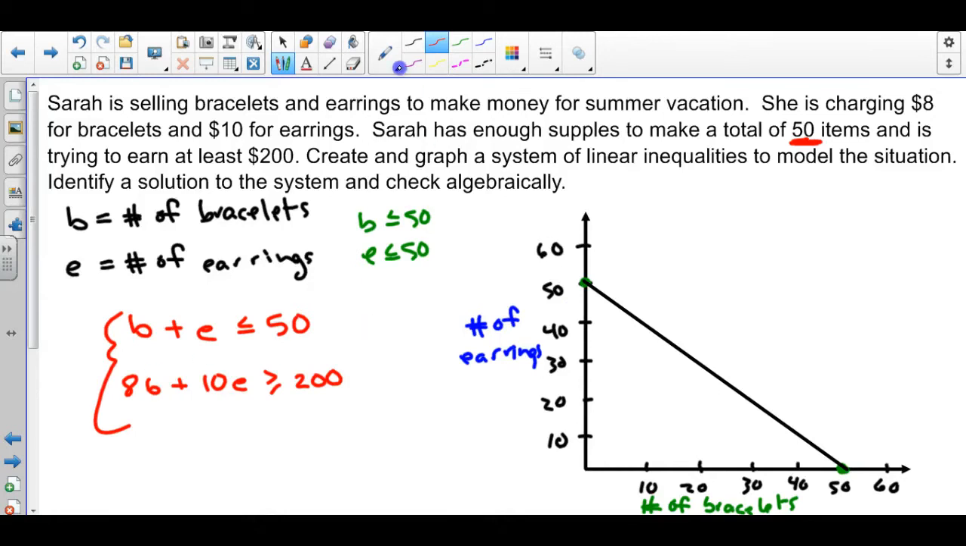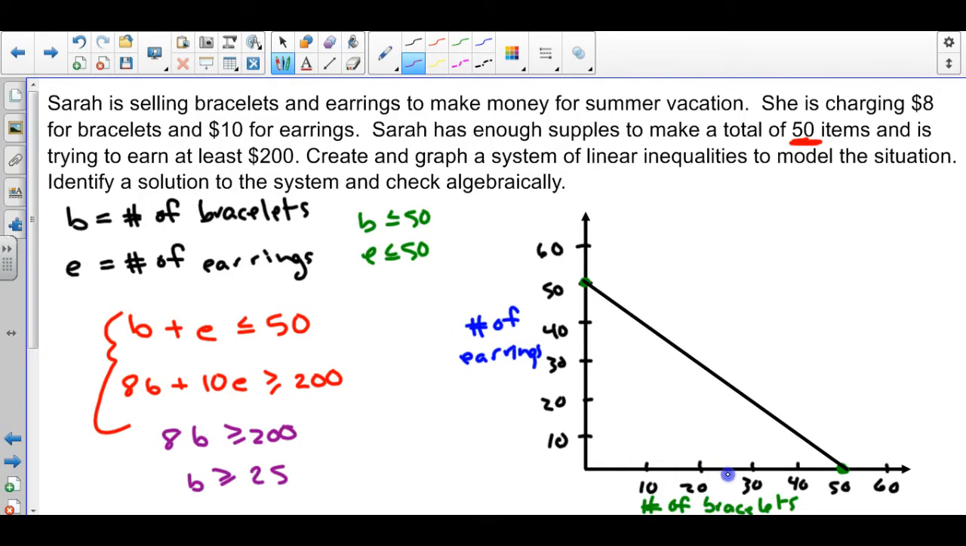I'm going to do the same thing for intercepts now with the bottom equation. So if I sell 0 earrings, that means only bracelets. Let's figure out how many bracelets she would need to sell in order to reach her goal. I end up doing 200 divided by 8, and that means she would need to sell at least 25 bracelets in order to make her goal.